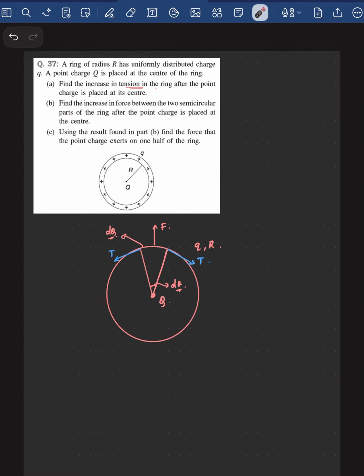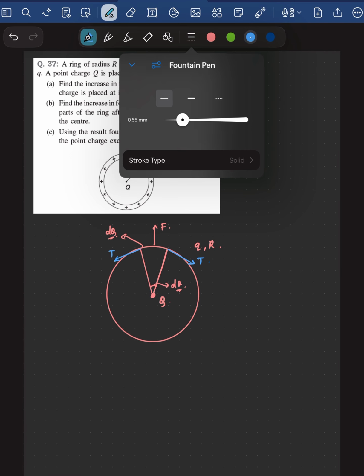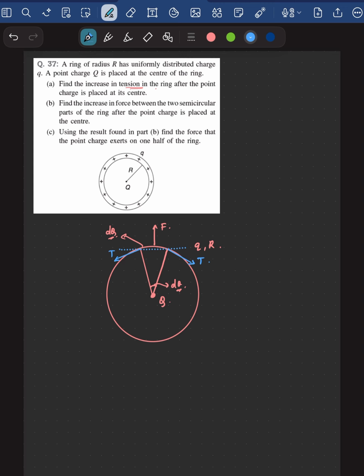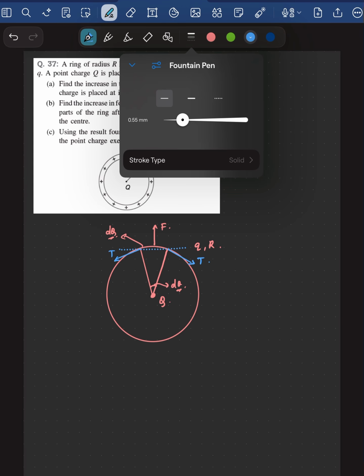So this increase in the tension of the ring is what I'm denoting by T right now. And this increase in the tension in the ring is happening only because of this repulsive force due to capital Q, right? So hopefully the idea or the logic made sense. So proceeding with the question, now we'll draw a free body diagram for this portion alone. We'll be drawing a free body diagram for this portion.